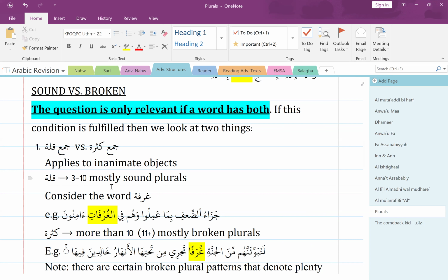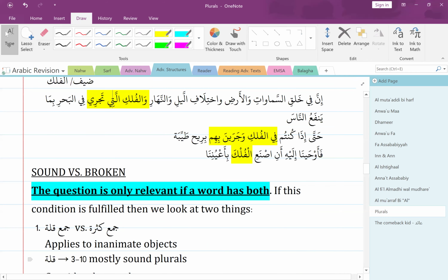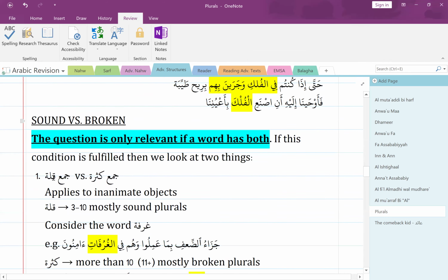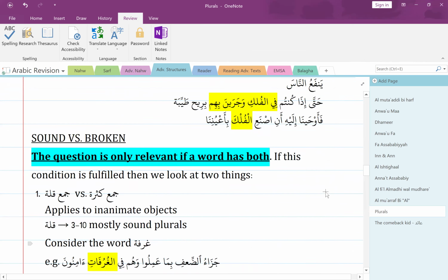And also, another thing to note is that there are certain words that have several broken plurals. Okay, so it could have, for example, kafir. So you have kafir. Let me just write it here. So you have kafir. What's happening?